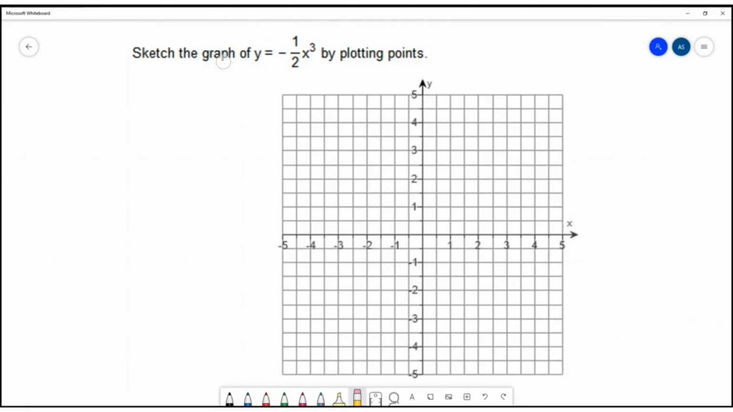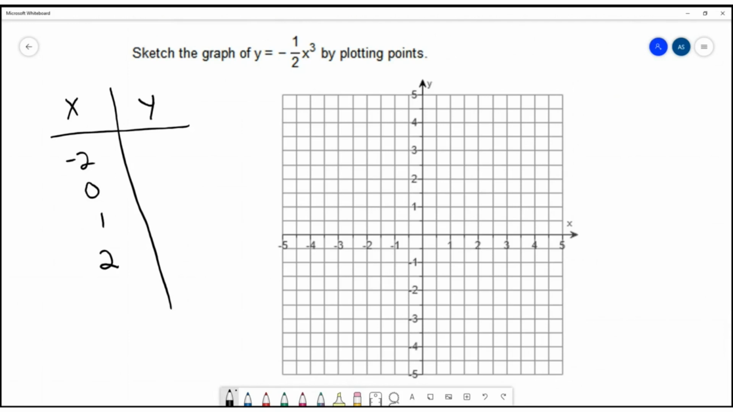We want to sketch the graph of y equals negative 1/2 x cubed by plotting points. And when we plot points, we're going to choose some x's and find the y's. The x's I choose will be -2, 0, 1, and 2. These are the x's that were given by my math lab. And we're going to substitute those into our equation.